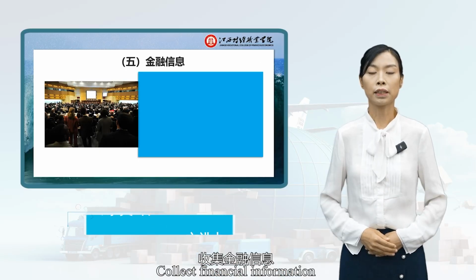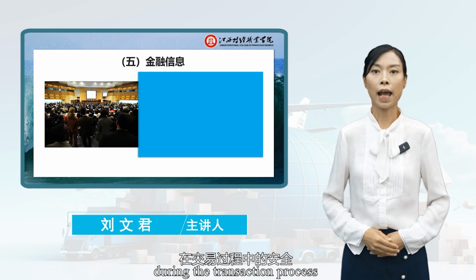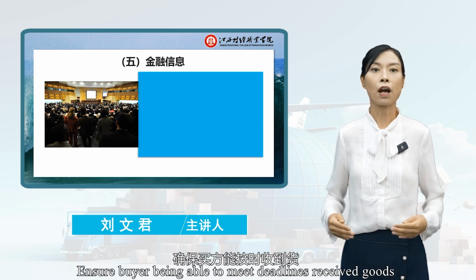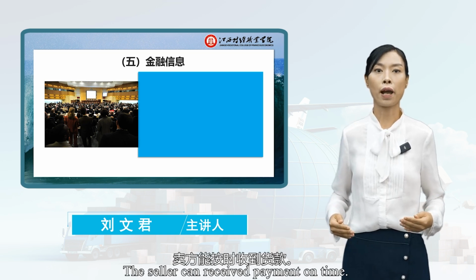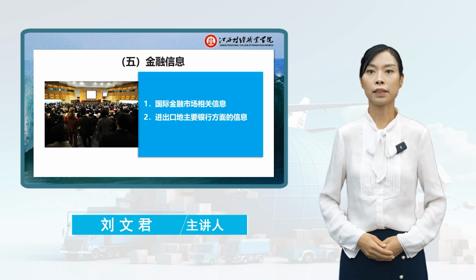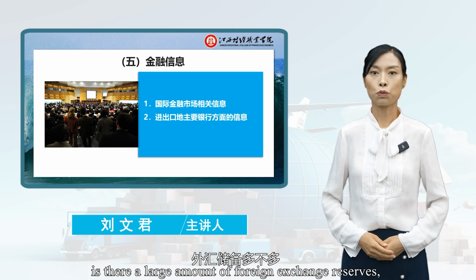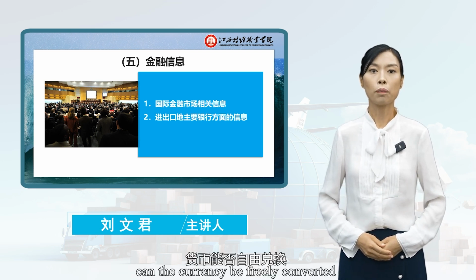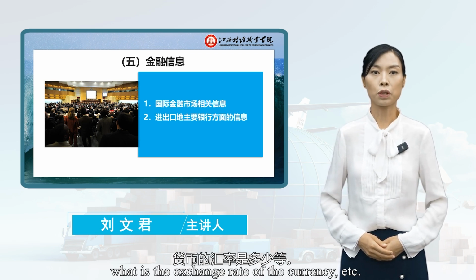Collect financial information, mainly to ensure capital security during the transaction process: ensure the buyer is able to meet deadlines and receive the goods, and the seller can receive the payment on time. First, information related to the international financial market. What is the state of the financial market? Is there a large amount of foreign exchange reserves? Can the currency be freely converted? What is the exchange rate of the currency, etc.?